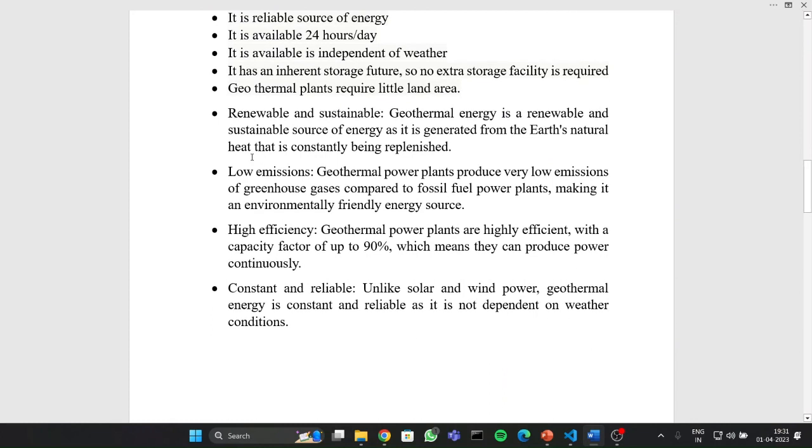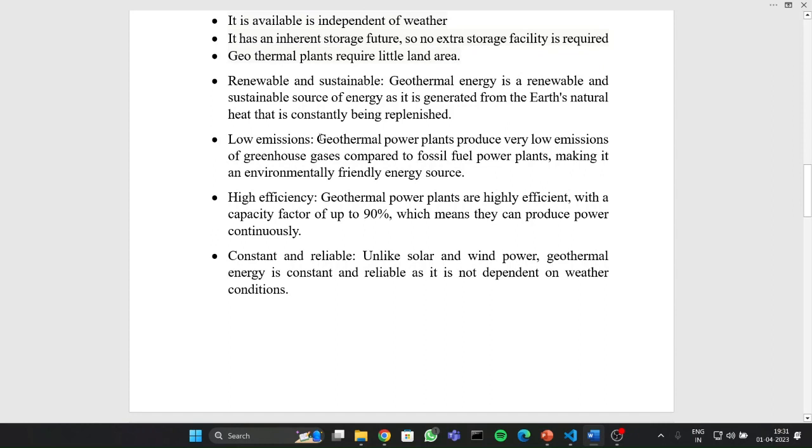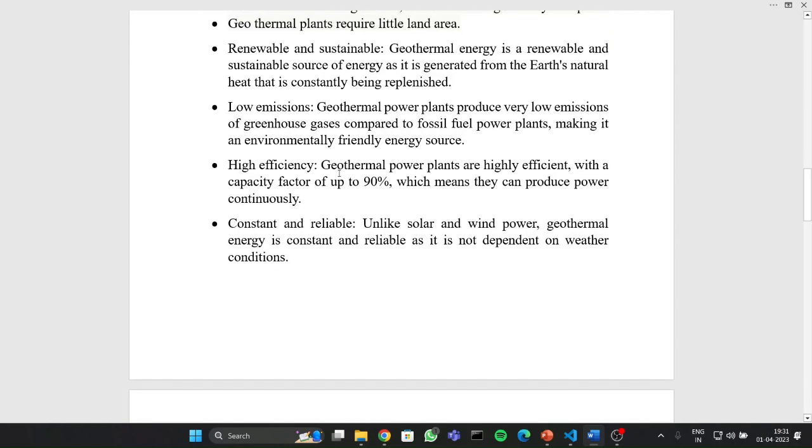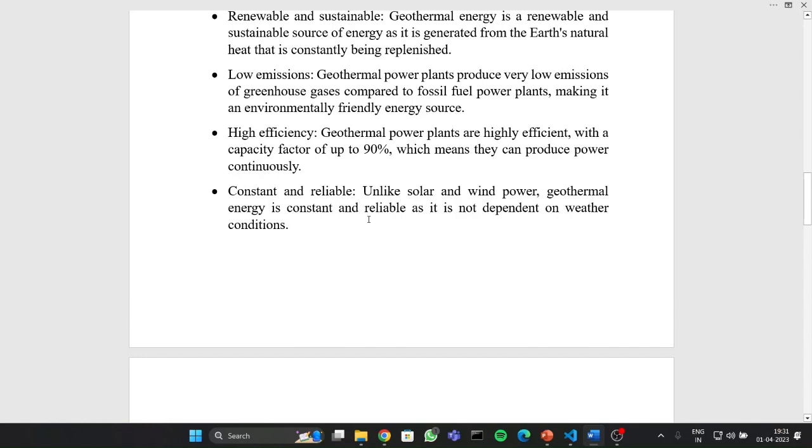So other advantages are renewable and sustainable. So we know it is renewable, it is inexhaustible, and it is a sustainable source, as it is not a man-made resource and it can be replenished. And there are low emissions in geothermal energy. Geothermal power plants produce very low emissions in terms of greenhouse gases in comparison with the fossil fuel power plants. And also the efficiency of the geothermal power plants is pretty high, up to 90%, which means they can produce power continuously. And like I said, it is reliable.